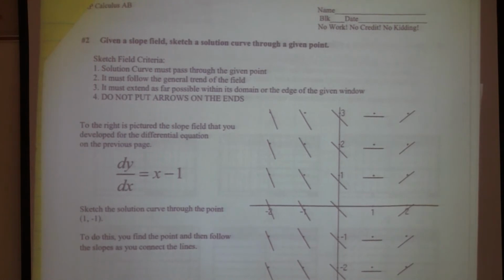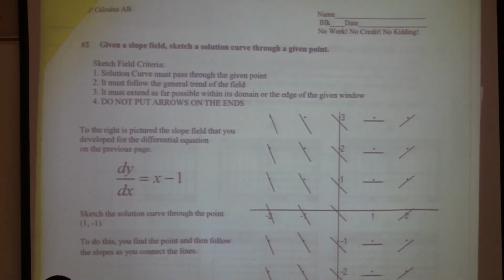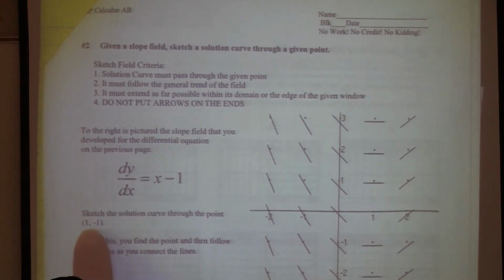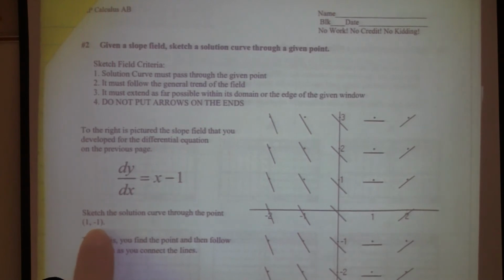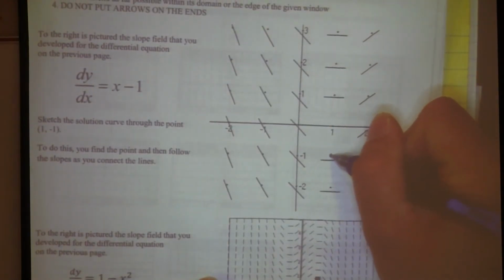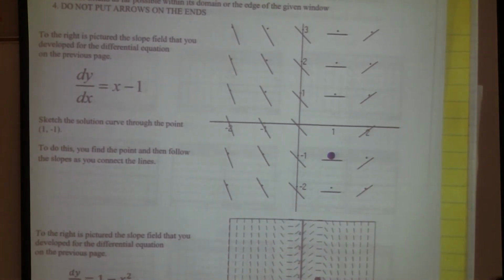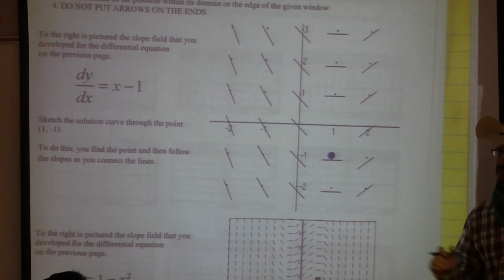Alright, so they gave us this differential equation, which is the one we just drew the slope field for. So it looks like we did it correctly. And we want to sketch the solution curve that goes through the point 1, negative 1. Okay, so if I go to 1 and I go to negative 1, that's going to be right here. I'm going to draw the point. Now I need to draw a curve that goes through that point but follows the trend of the graph.